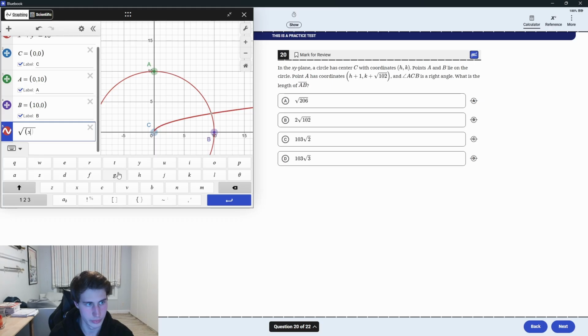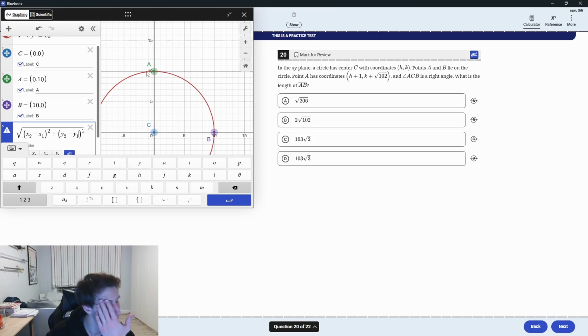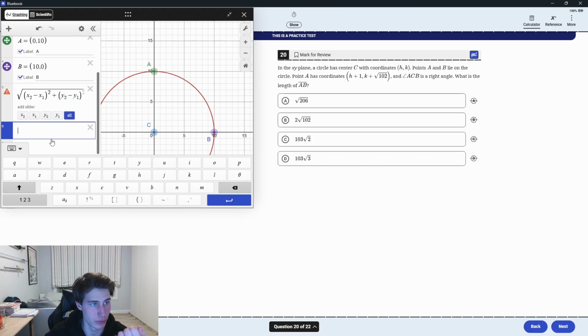which is square root of x1 plus x2 squared minus y1 plus y2 squared. Actually, hold on, let me check that. No, I'm wrong. x2 minus x1. Yeah, I knew the plus goes in the middle. y2 minus y1. I always get confused with this. So in this case, this is pretty much going to be our distance formula.